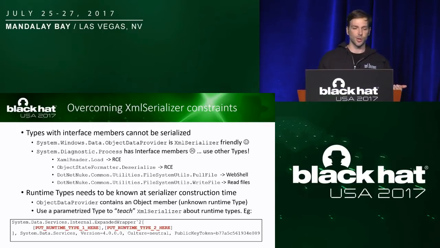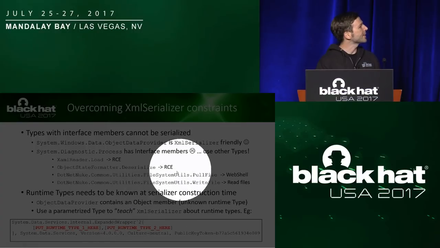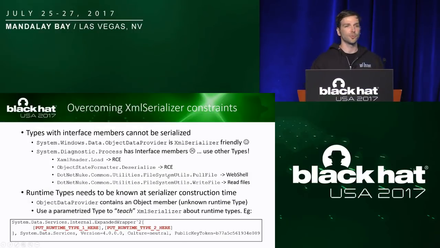However, this was easily solved because we can use our XamlReader.Load gadget or the ObjectStateFormatter deserialize in order to get remote code execution. Or even better, you can actually search the target application class path for interesting gadgets. And the guys at DotNetNuke were kind enough to provide us with this FileSystemUtils class that contains methods that are very convenient to deploy web shells or to read files and put the data into the HTTP response. So that problem was solved.